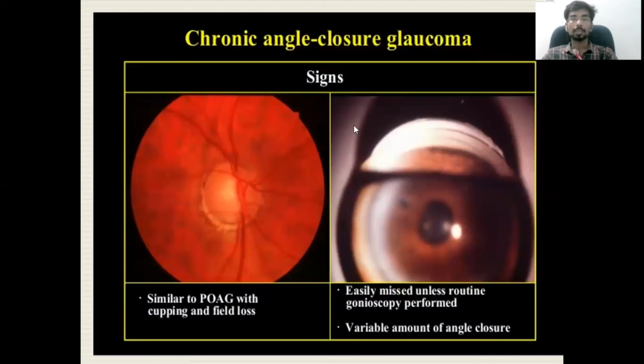So in case of chronic angle closure glaucoma, we have to look at the angle on gonioscopy, because everything like vision, field loss, cupping, everything will be similar to open angle glaucoma. Only on gonioscopy, looking at the angle, we get the diagnosis of chronic angle closure glaucoma.